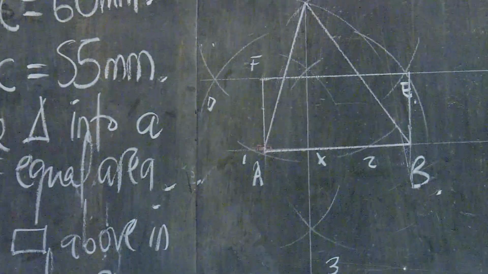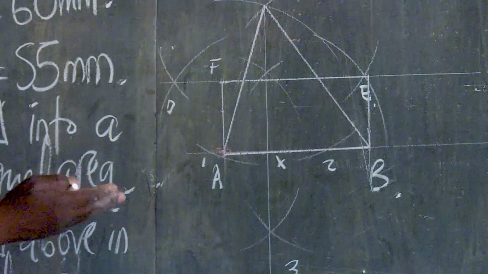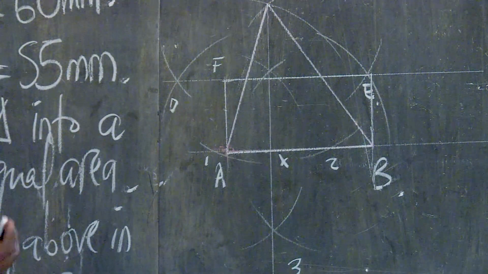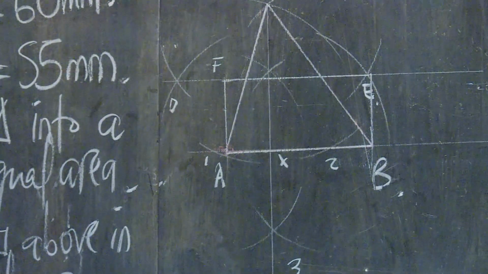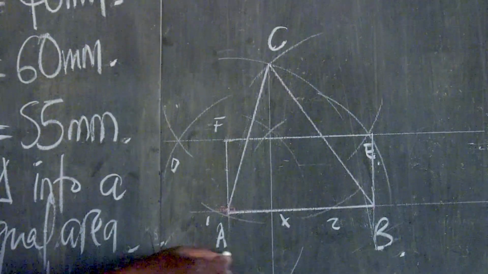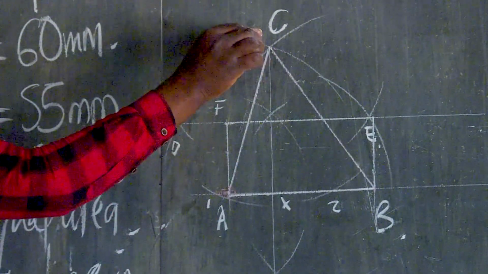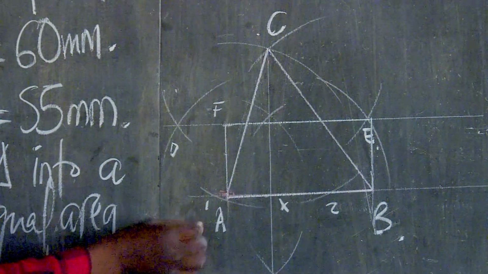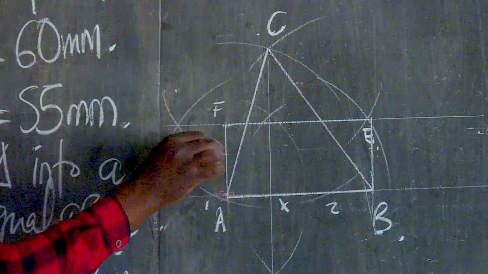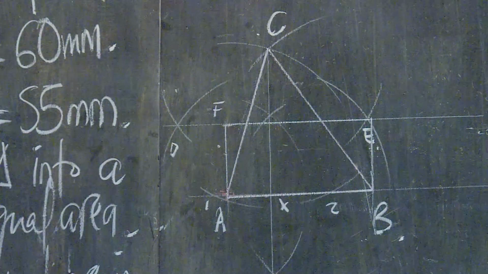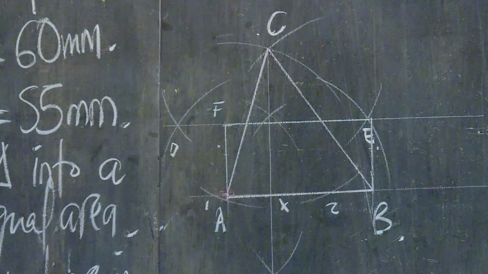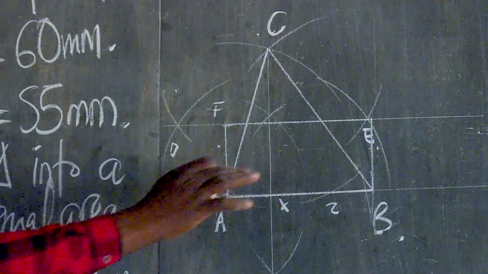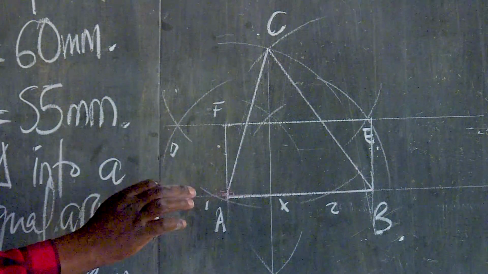Okay. So if we're together up to this point, that means we have just changed the shape but maintained the area of triangle ABC into a rectangle of equal area, rectangle ABEF. Are we together, guys? Yes, sir. So in this case, you would have not wasted any material when transforming this one into this.